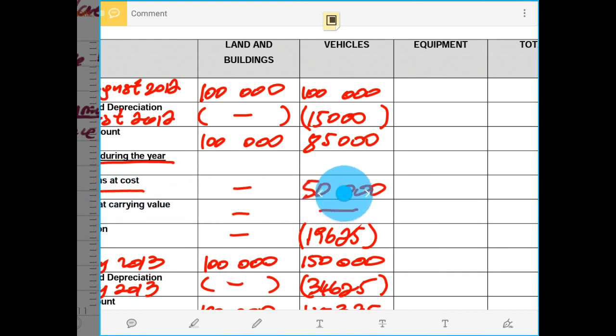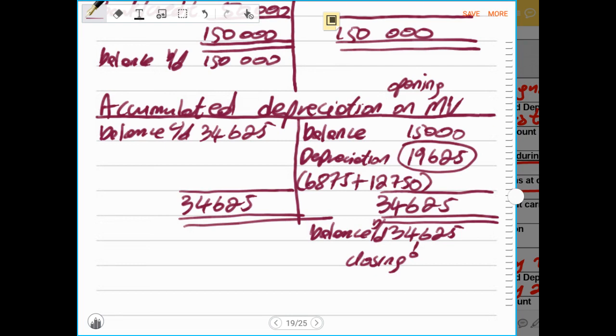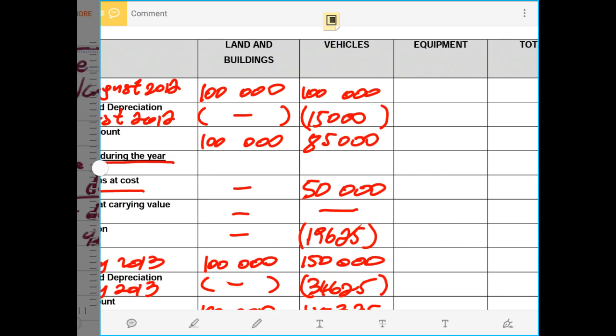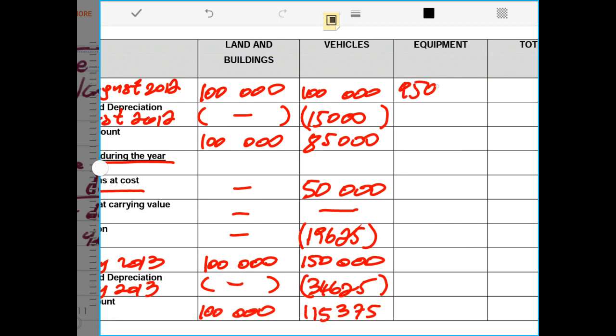Then let us check what is an opening balance for our equipment. Under our equipment, we have recorded an opening balance of 95,000 rands. So we record that as an opening balance again in the note, 95,000 rands. Then we record 9,500 as an opening balance of the accumulated depreciation. If you remember, that was given to be 9,500.